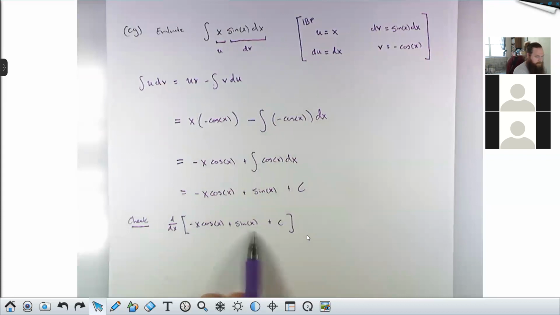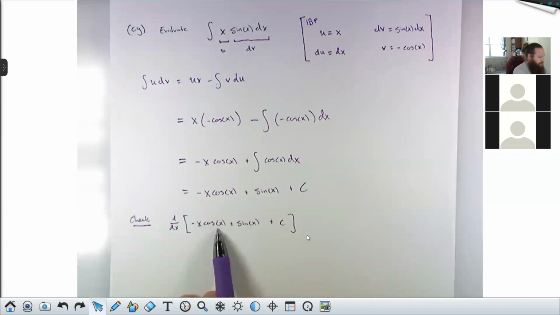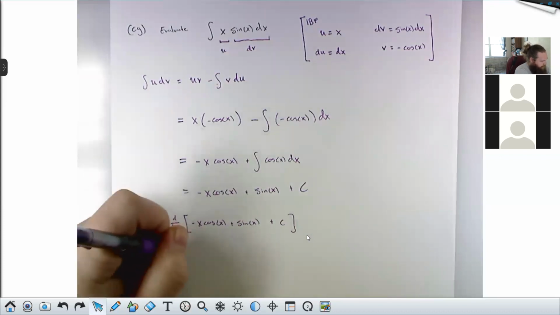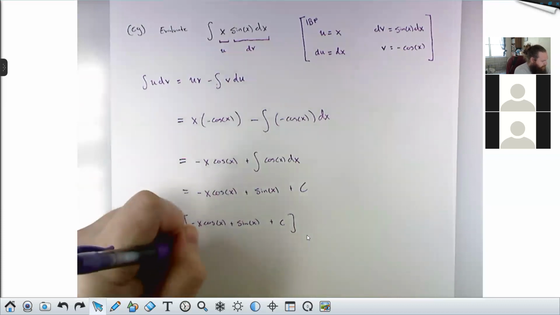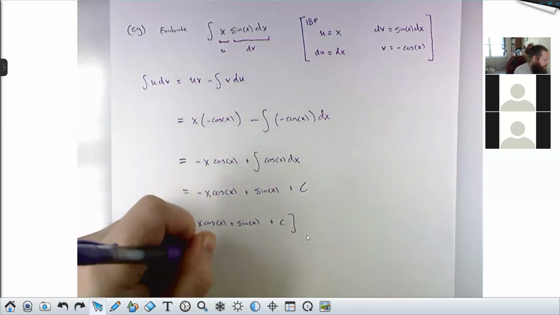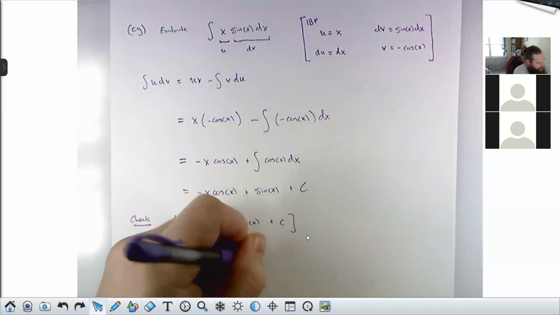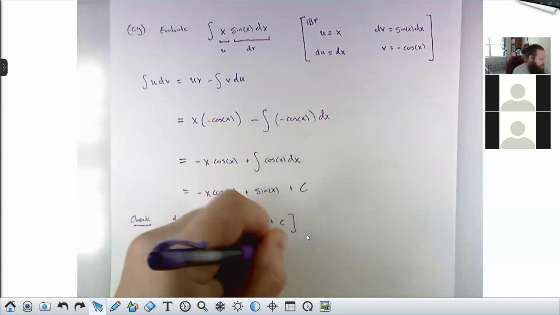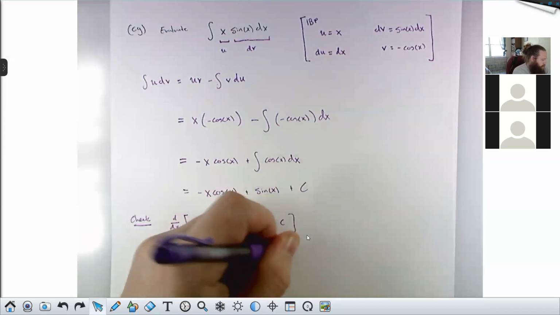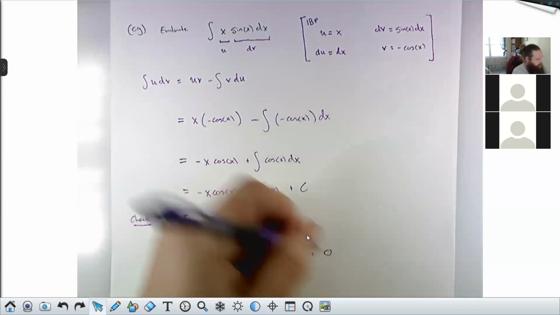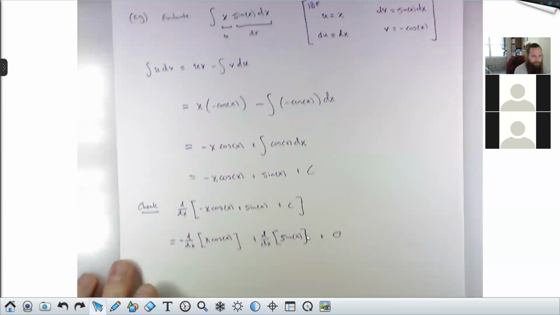So this goes to 0. This, we know how to take the derivative of sine, it's cosine. This requires a product rule. So this is going to be, I'll pop the negative out of the first piece, negative d dx of x cos x, plus, I'll write it here, why not, d dx of sine x. And the plus c differentiates to 0. I'm not worried about it.